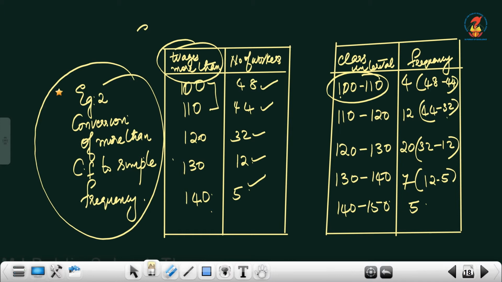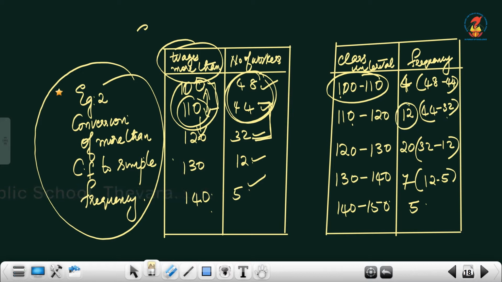So when you frame out the classes from 100 to 110, what you have to do is subtract the first two frequencies. More than 100 means it comes between 100 and 110. Therefore 48 minus 44 will give you the frequency as 4. Next, 110 to 120. That means more than 110. More than 110 means it should come between 110 and 120. As it comes between 110 and 120, you have to subtract 44 and 32. Your value will be 12.